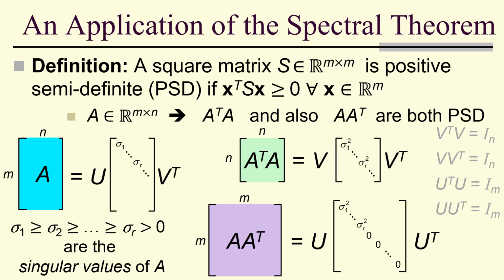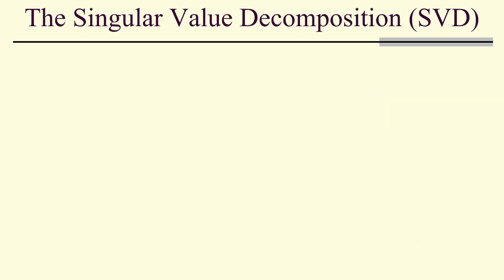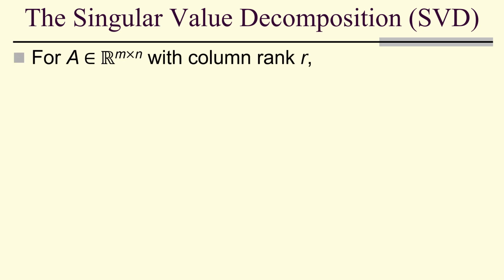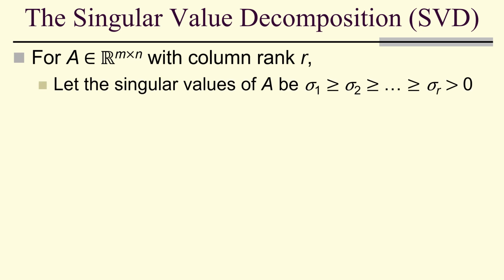One very important thing to notice is we always write the singular values in non-increasing or decreasing order. So we always go from the largest to the smallest. This is known as the singular value decomposition. For any A that's an m by n matrix, doesn't have to be square, with column rank r, the singular values, these are lowercase sigma 1 to sigma r, are positive numbers in decreasing order, not increasing.